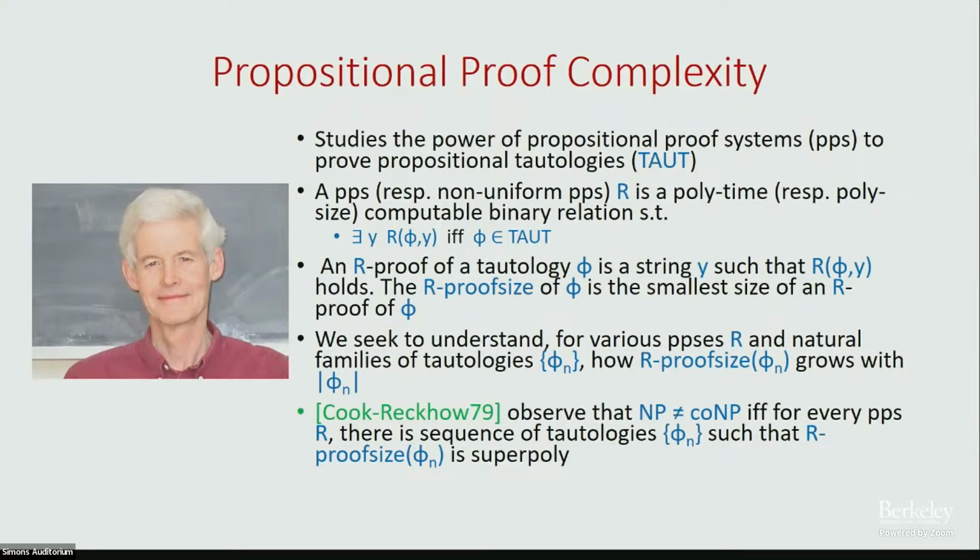And this is very closely related to the NP versus co-NP question. NP is not equal to co-NP if and only if for every propositional proof system, there are hard tautologies. That's not very hard to see. Okay, so this is related to the fundamental complexity question of whether NP is equal to co-NP or not.